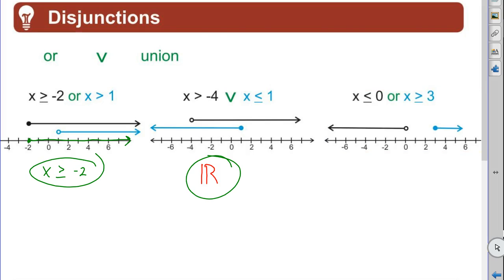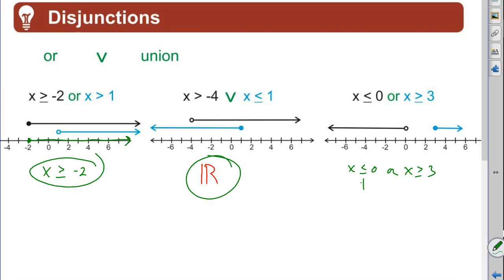All right, what if they go in different directions and don't overlap? Well, you know what the solution is? All the blacks, also all the blues. There's only one way to say that. You can't put this together like a conjunction. That would be the middle part. The only way to say it is to say x is less than or equal to 0 or x is greater than or equal to 3. That's the only way to say that. That's all the black, also all the blue.